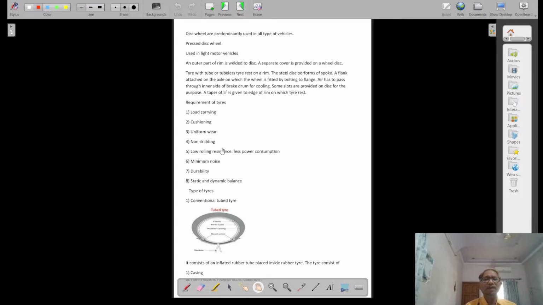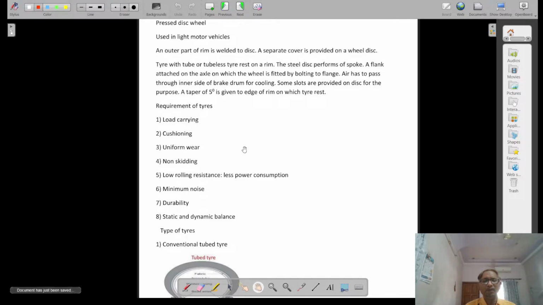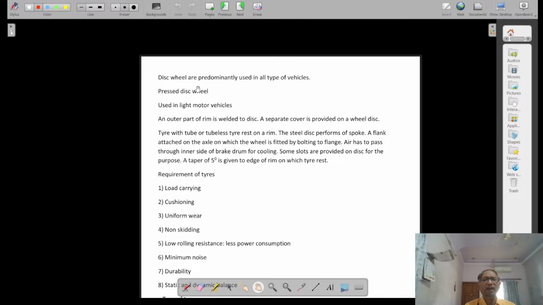So what are the most prominent types of tires that are being used? They are the pressed disc wheel type, which is used in light motor vehicles. Generally the outer part of the rim is welded to the disc, and a separate cover is provided on the wheel disc. A tire with a tube, or a tubeless tire, rests on the rim, and it still performs the function of the spoke.